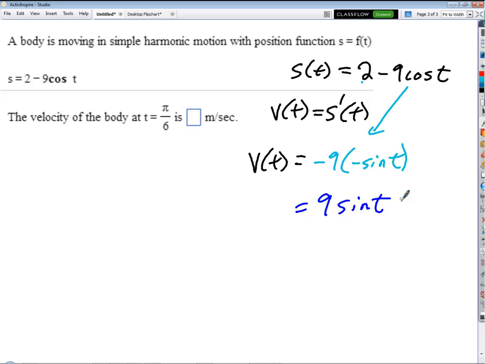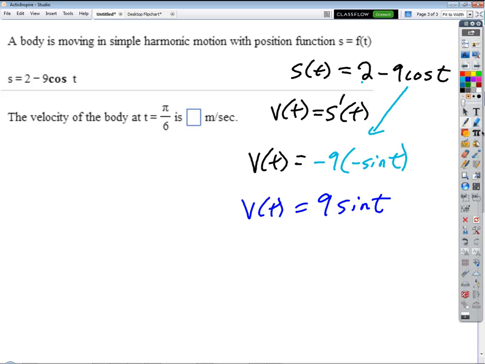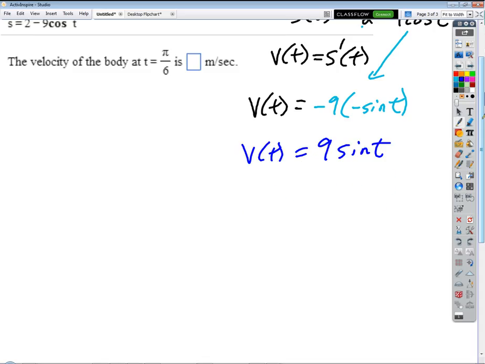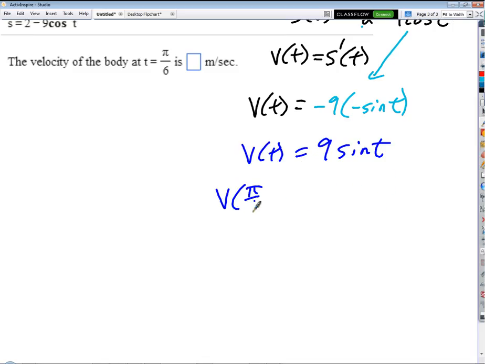No. What they're really asking here is, yes, this is v of t, but they want to know what's the velocity of the body at t equals pi over 6 seconds. So they're asking, what is v of pi over 6, which is just 9 times sine pi over 6. What's the sine of pi over 6? One half. So we just get back 9 halves meters per second, right? Okay?